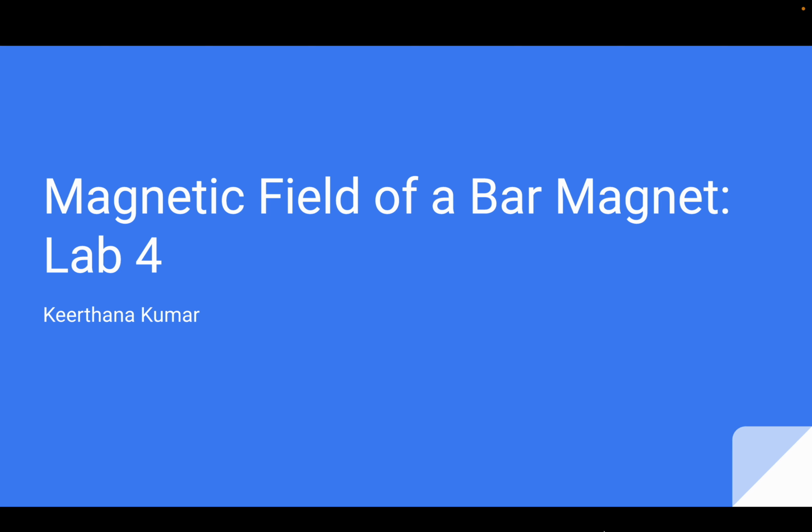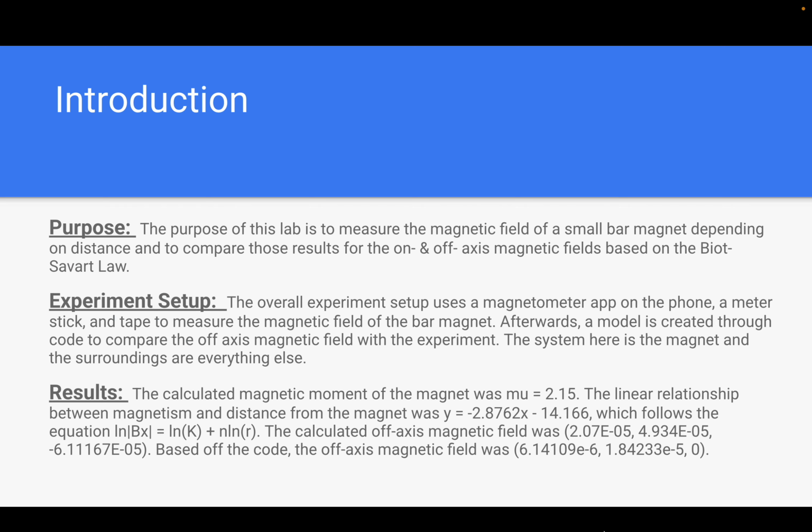This is Kirtana Kumar, and this is my lab report 4 about the measurements of a magnetic field of a bar magnet. The purpose of this lab is to measure the magnetic field of a small bar magnet depending on distance and to compare those results for the on and off axis magnetic fields based on the Biot-Savart law.